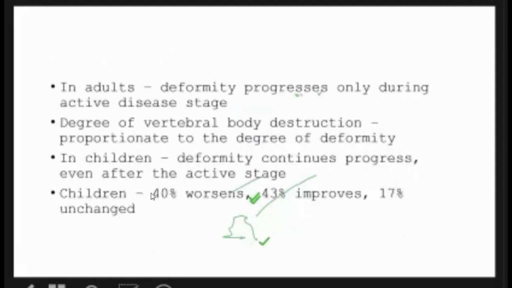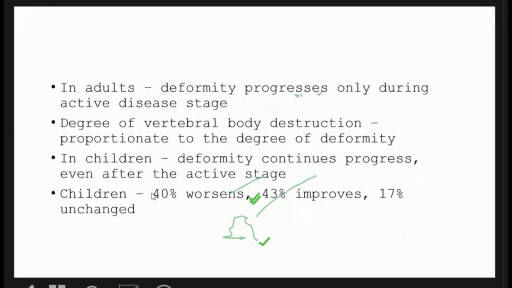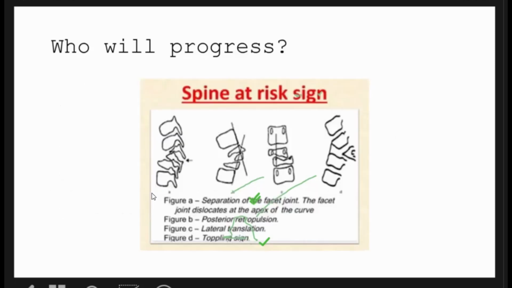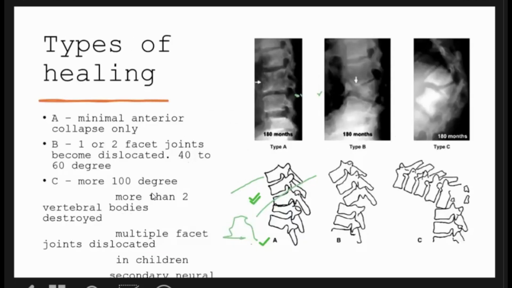The thing about deformity is in adults, once the acute stage is relieved, the deformity does not progress beyond that. In contrast, in kids, even after the acute stage is concluded, the deformity can keep on continuing. In children, they have estimated that about 40%, even after the disease is cured, may progress into deformity. So who will progress in kids? Again, we can utilize what we call the spine at risk signs.